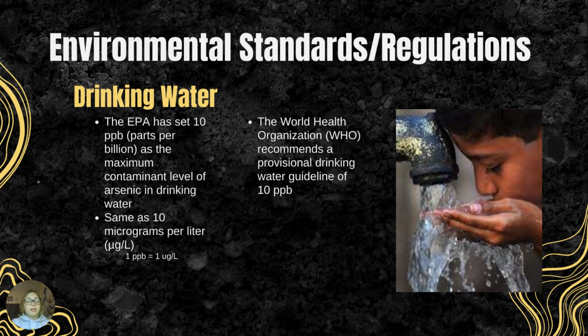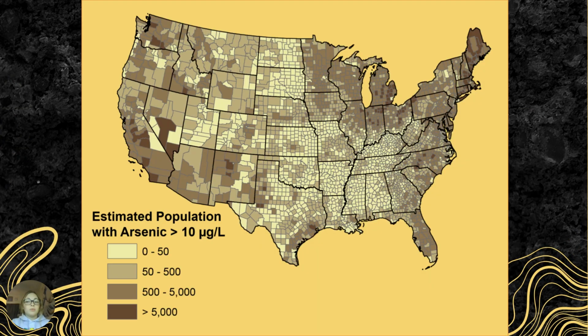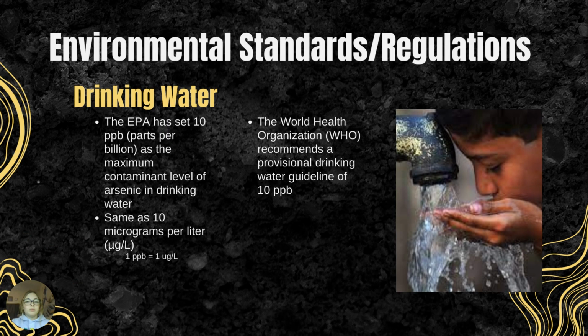The environmental standards regulations of drinking water are closely monitored due to drinking water being the largest source of arsenic poisoning worldwide. The EPA has set 10 parts per billion as the maximum contaminant level of arsenic in drinking water, and the World Health Organization also recommends a provisional drinking water guideline of 10 parts per billion, which is both the same as 10 micrograms per liter.